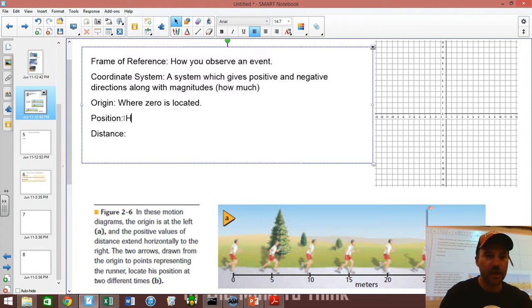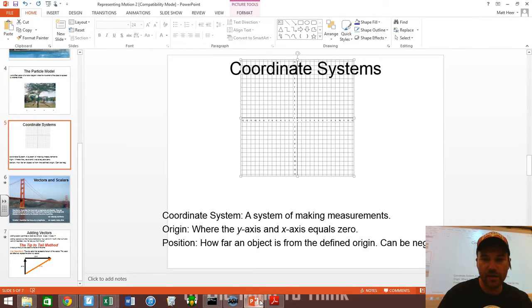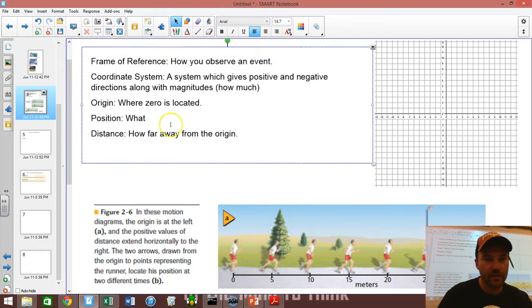Position. How far you are away from the origin. Distance. Well, that's actually how far you are away from the origin. Position. I gotta look that one up. What did I write for position? Looks like position and distance are the same thing.